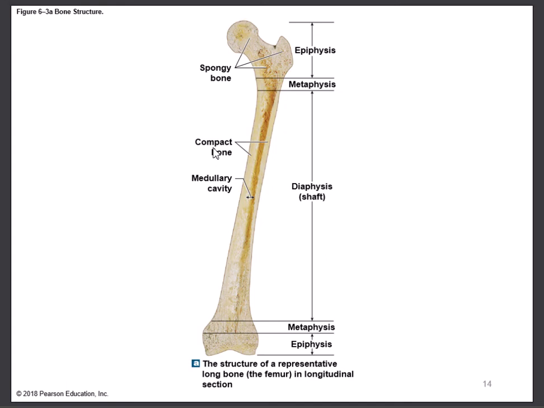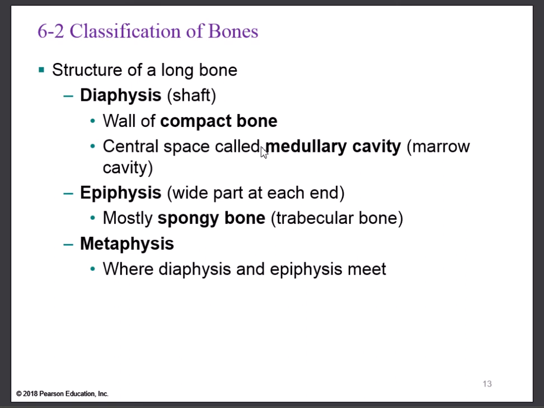It has the compact bone that's going to be on the outside, and look how thick it is. It's going to have a medullary cavity, and then lining the medullary cavity is a more porous type of bone called spongy bone. So let's go back to the note for a minute just to make sure we cover everything.